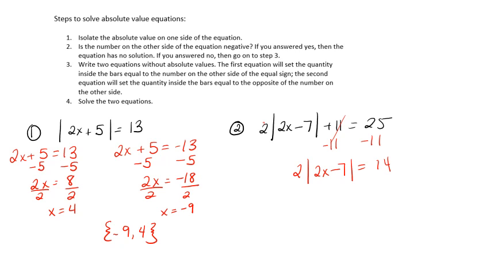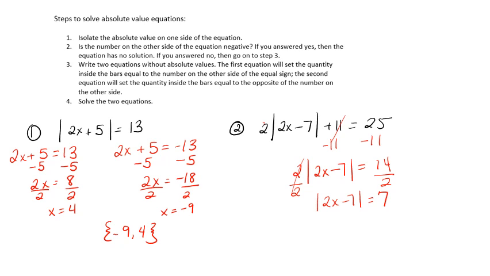I'm looking at that, I'm like, 25 minus 11 is 14. Okay, so I got to get rid of that 2 times the absolute value. So I'm going to do that by dividing. So now that 2 goes away. I have the absolute value of 2x minus 7 equals 14 divided by 2 is 7.